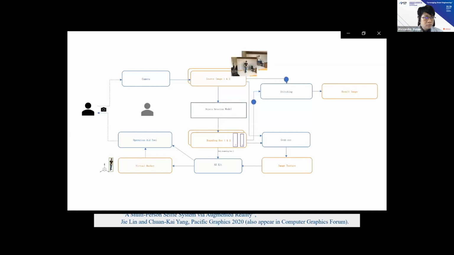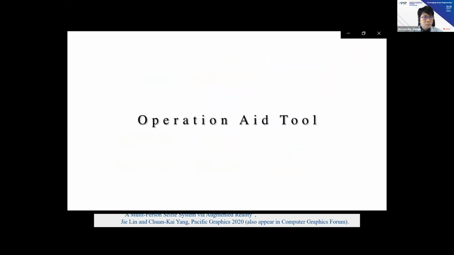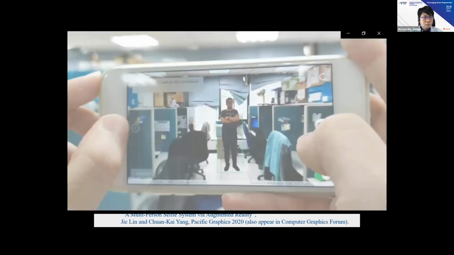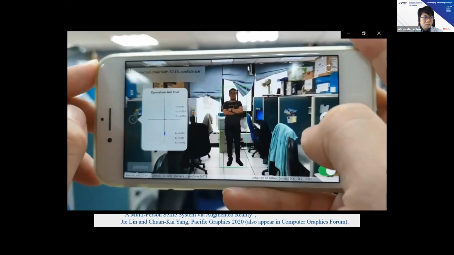Both detected bounding boxes and the taken pictures are sent to the stitching module, where tasks including image warping and graph cut will be performed to achieve the final resulting group photo. The Operation Aid tool is designed to help align two photo taking configurations.